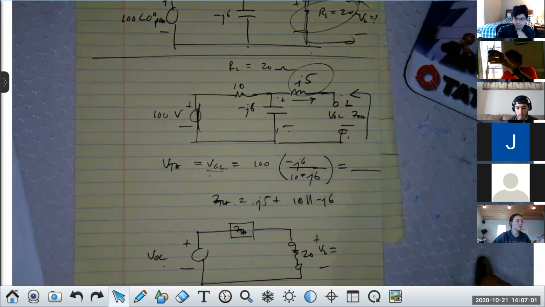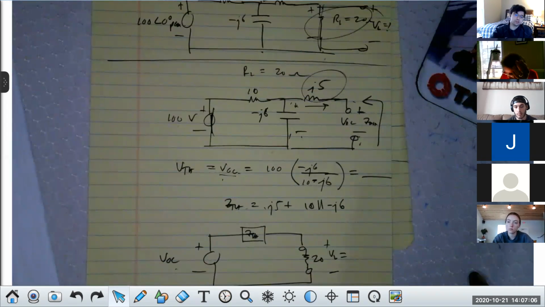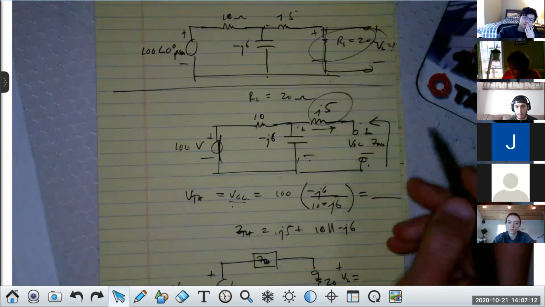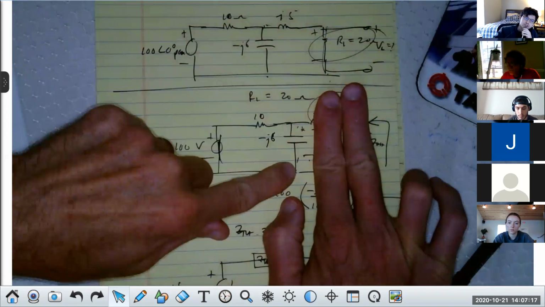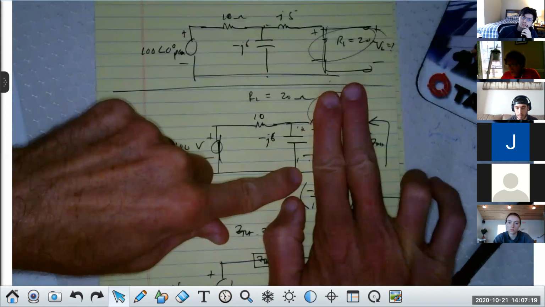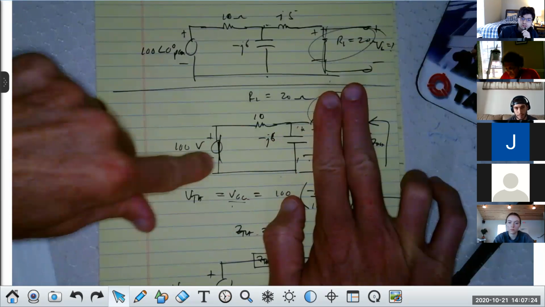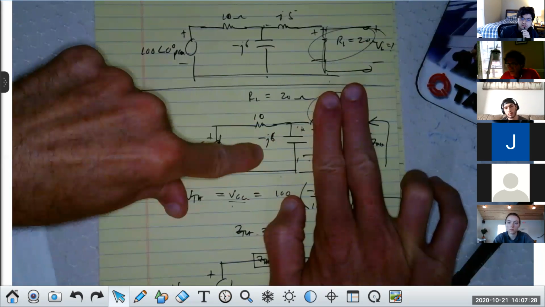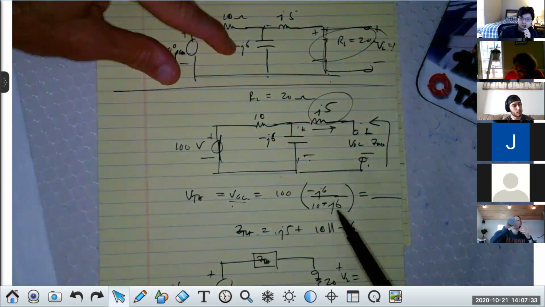So just to make sure, that is 10 minus j6 when you're calculating VOC on the denominator. Well, yeah, but what am I doing? I'm ignoring this entirely, right? I'm just looking at the voltage across here, correct? Yeah. That voltage here would be the source voltage, 100 times this impedance, minus j6, over the sum of these two, which would be 10 minus j6, right? Yes. So that's what we got here.